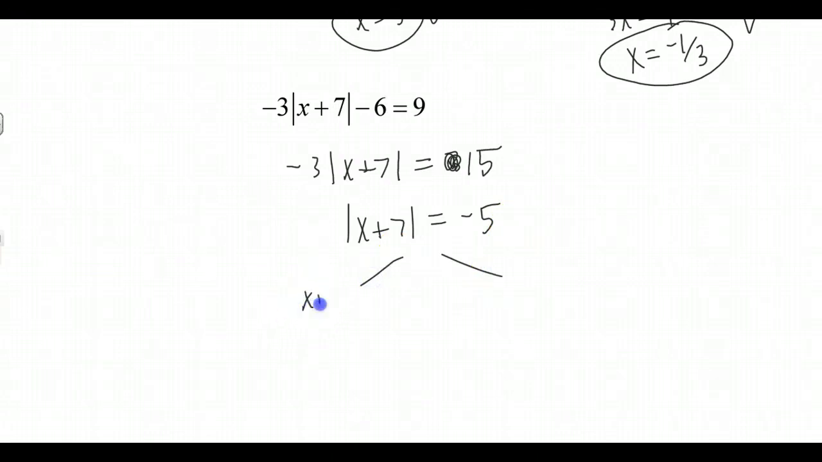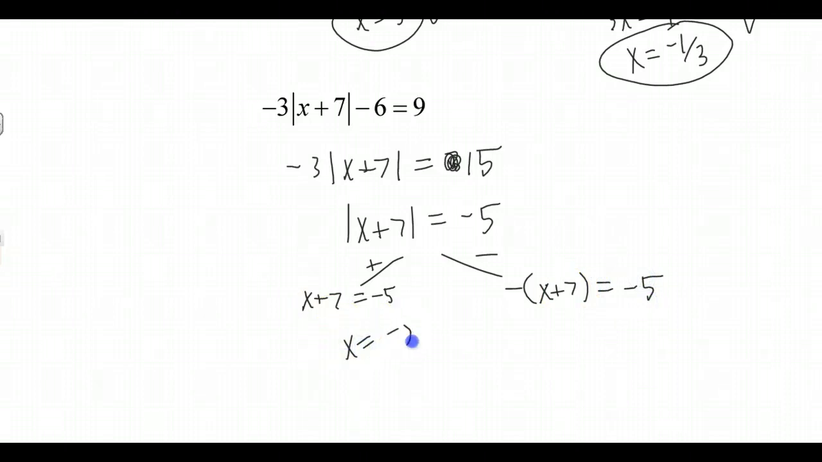So we get x plus 7, positive case, equals negative 5. That's our positive case. Our negative case would be the negative quantity of x plus 7 equals negative 5. I want to solve this. I get x equals negative 12. I'm going to divide by negative, I get x plus 7 equals 5, so subtract 7, x equals negative 2.